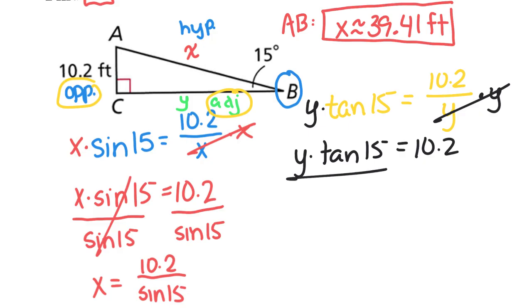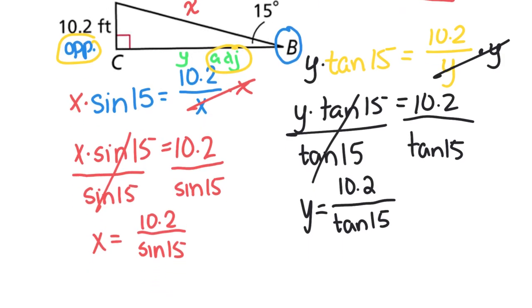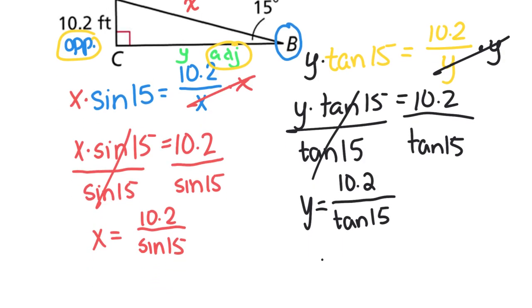And now we can go ahead and divide by the tangent of 15. And we get that y is equal to 10.2 divided by tangent of 15. And now this is what we can put into our calculator. So we get that y, which is CB, is approximately 38.07 feet.